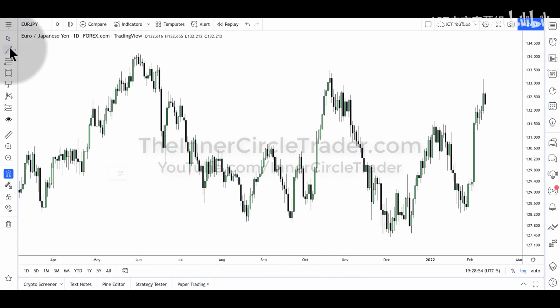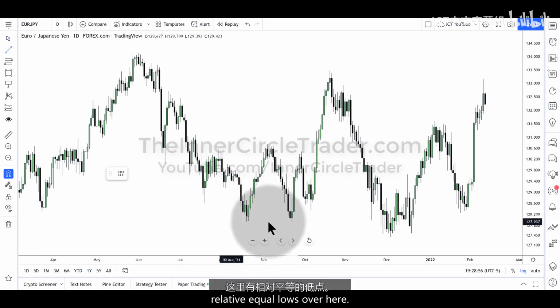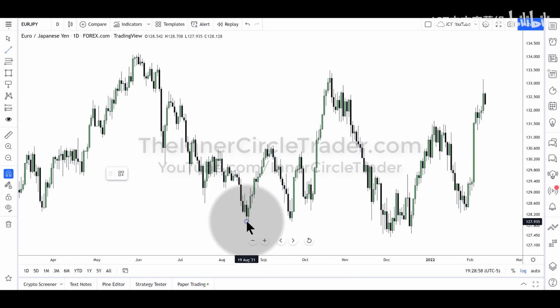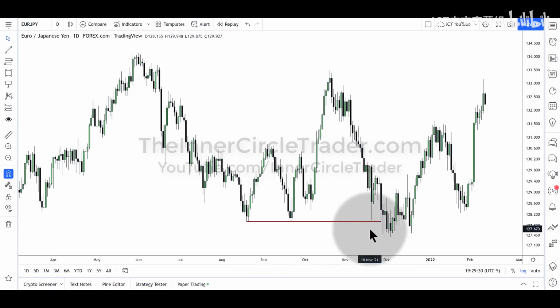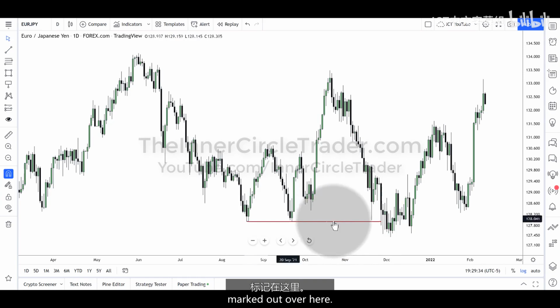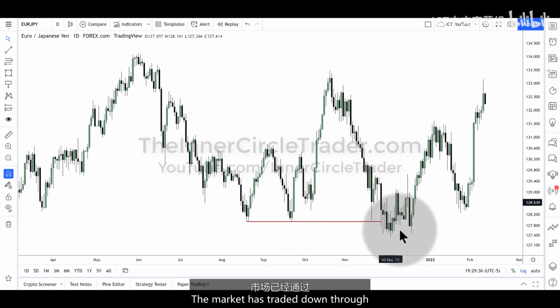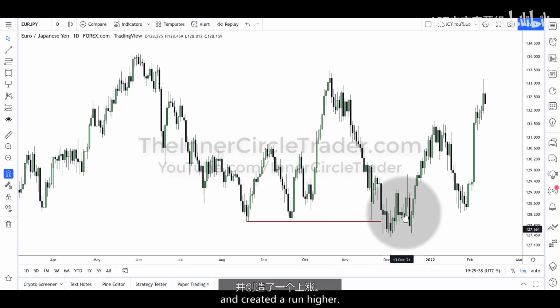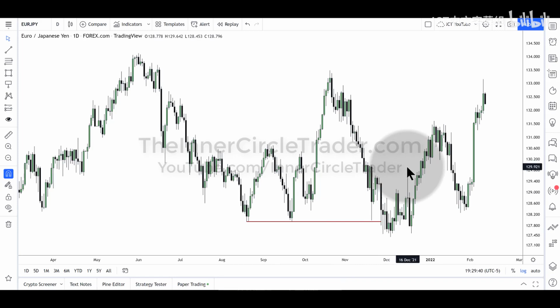All right, take a look at the relative equal lows over. You see that? It's going to go quick and dirty tonight. So we have relative equal lows marked out over here. The market has traded down through and created a run higher.